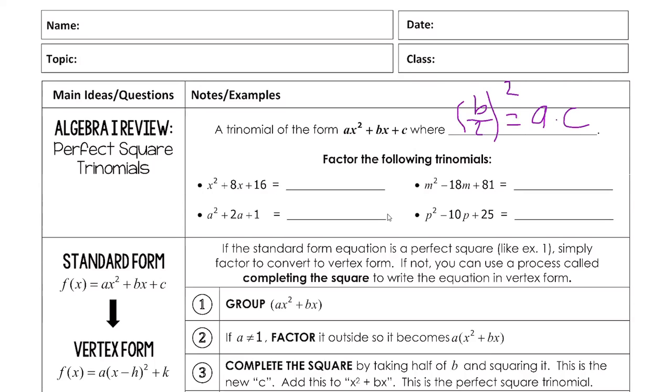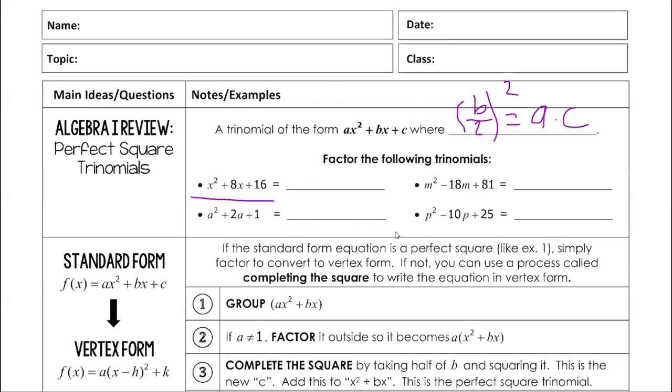But I don't know if you remember when you factored... Why is it paused? All right, so looking at this first example, sorry about that.